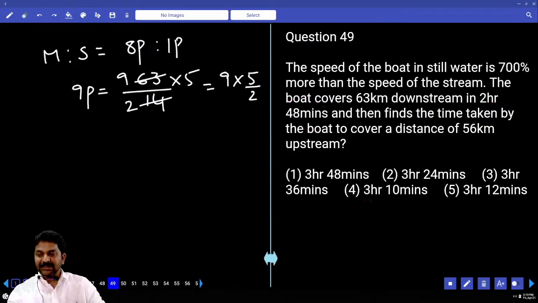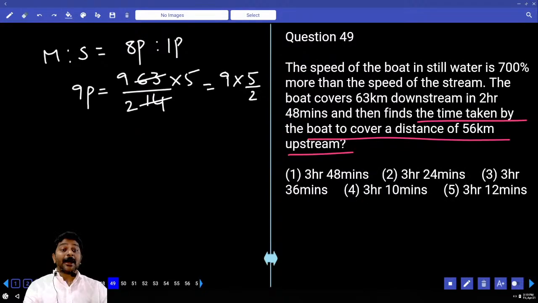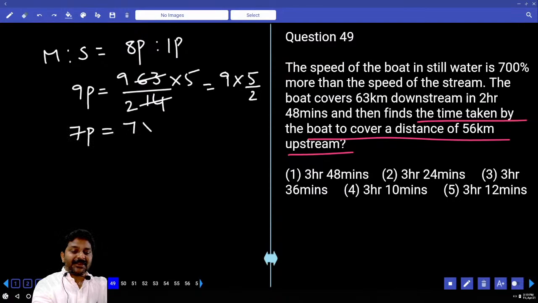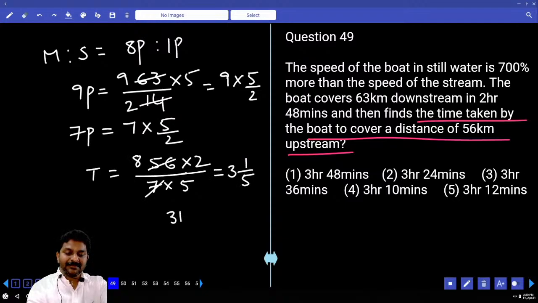Now the question is, find the time taken by the boat to cover a distance of 56 kilometers upstream. Upstream in the sense 7 parts only. 7 parts in the sense 7 into 1 part, which is 5 by 2. The question is time to cover 56 kilometers with the speed upstream. 7 into 5 by 2, that comes to the denominator. 7, 8 times. 8 into 2, 16 by 5. 3 1/5. That means 3 hours 12 minutes.